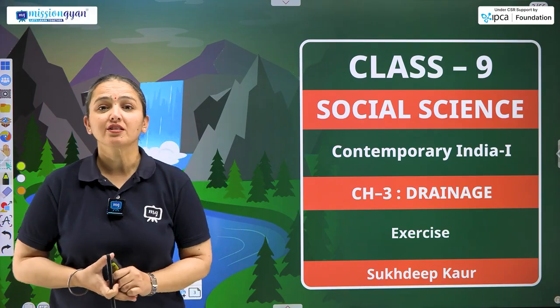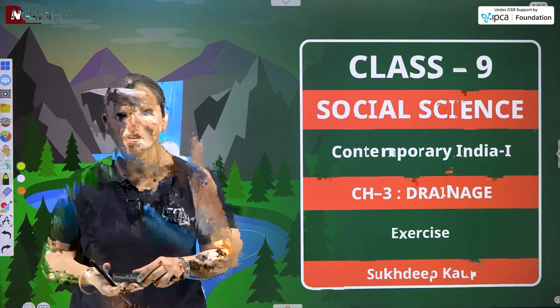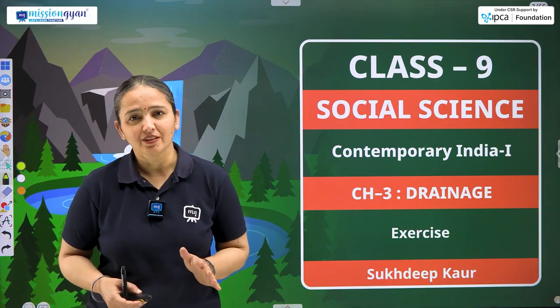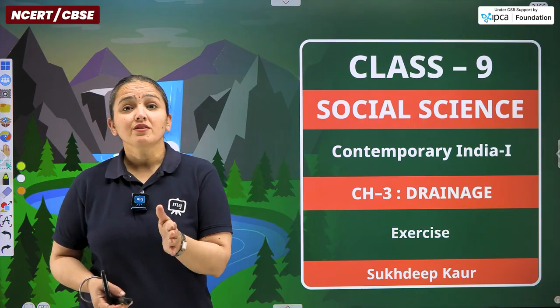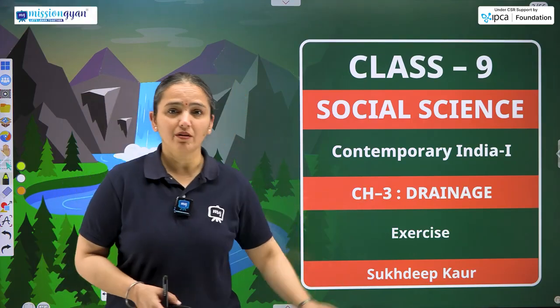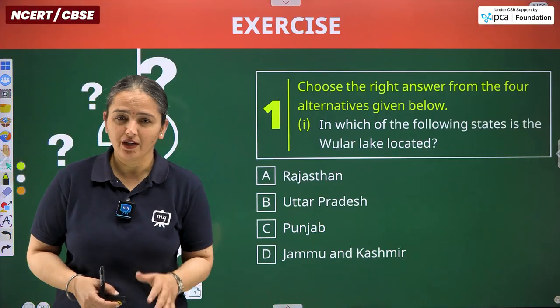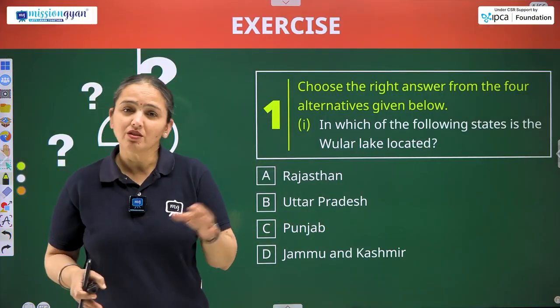Today we are going to discuss the exercise part, that is the question answers given at the back of the chapter. Of which chapter? Chapter number 3 that we have recently completed in our last class, and the chapter's name is Drainage Basin of India, particularly, and we have entirely discussed the drainage pattern of India. So what exactly are we going to discuss within the entire questions?